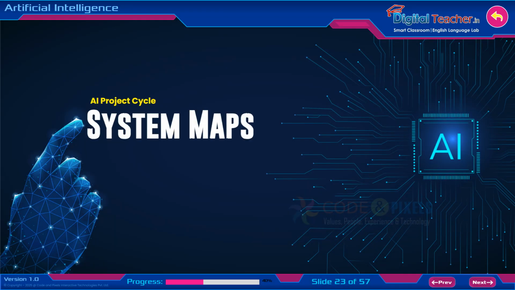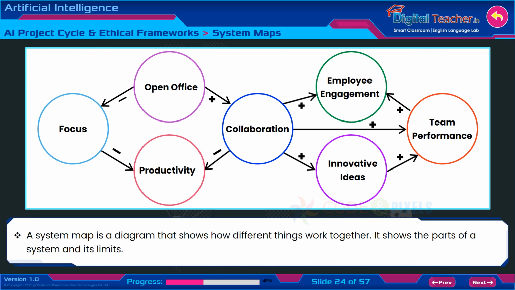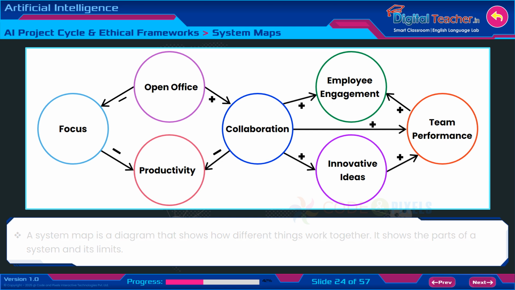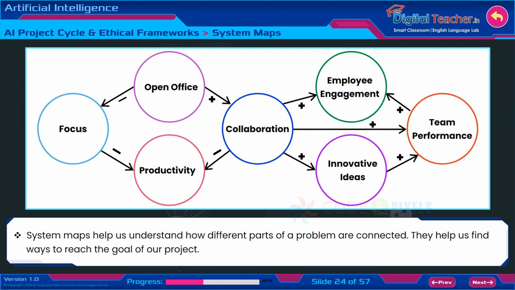System maps. A system map is a diagram that shows how different things work together. It shows the parts of a system and its limits. System maps help us understand how different parts of a problem are connected. They help us find ways to reach the goal of our project.